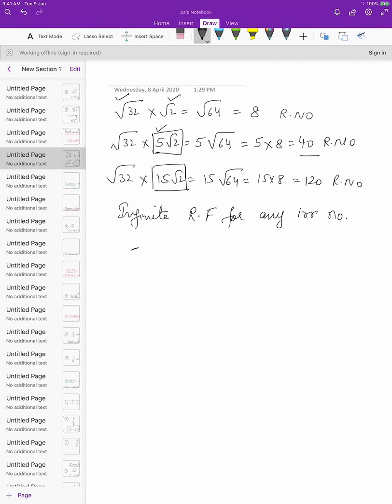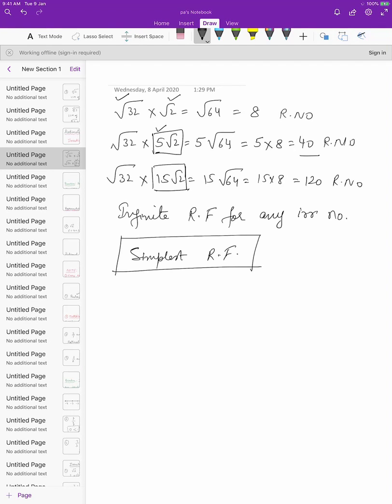But we are always interested in finding the simplest rationalizing factor, and for that the procedure is the one which I showed you in the example. That is the way to find the simplest rationalizing factor. The first step is to convert the given irrational number into the simplest form and then find its rationalizing factor.